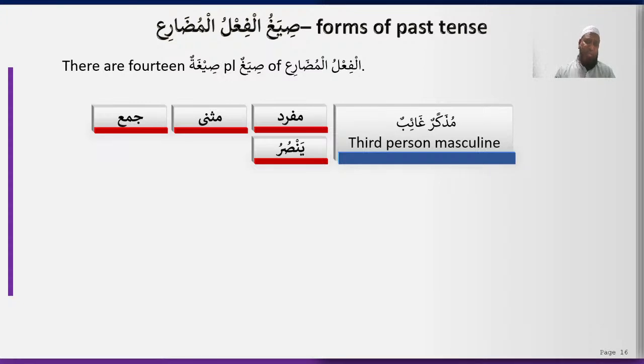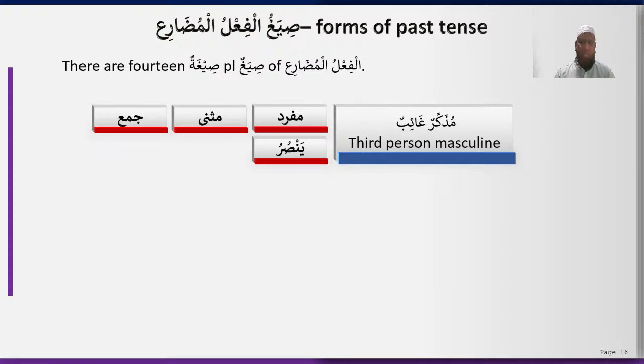As we've learned, the فعل المضارع has إعراب. So فعل مضارع إعراب is مرفوع. So we see a rafa on the last letter. ينصر. The عين الكلمة, it happens to be dhamma.